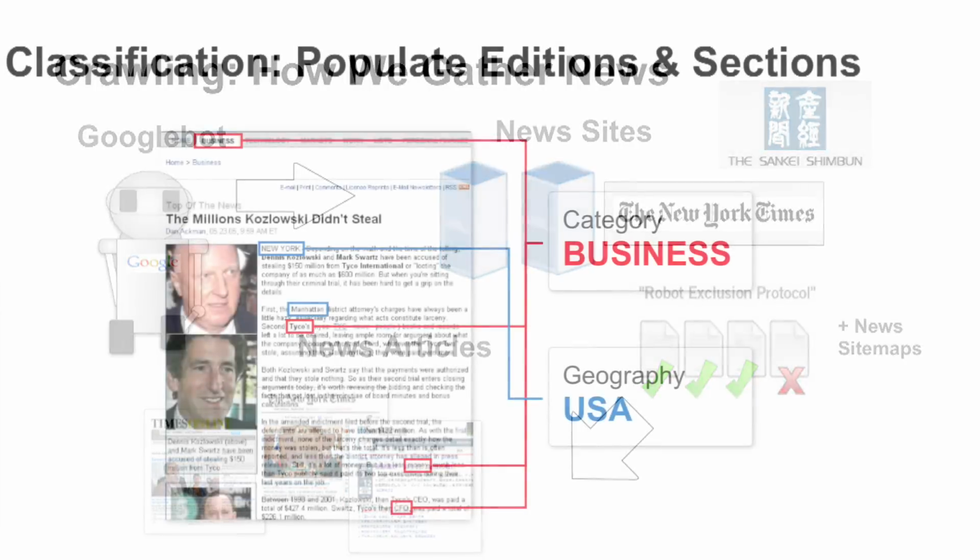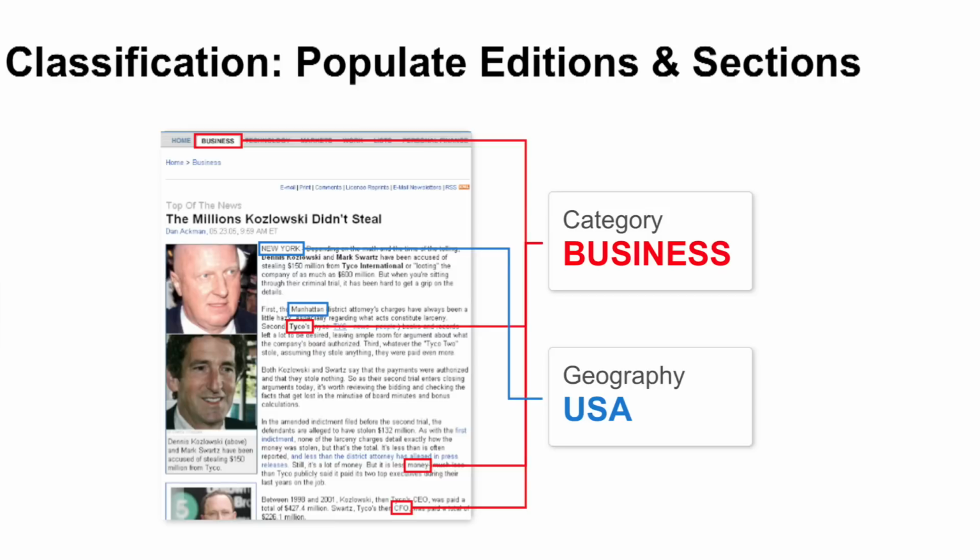So next, we get into that grouping phase. And here's where we have this classification idea. In classification, what we're doing is actually looking at each individual article's contents. So you can see on this article, the millions Kozlowski didn't steal. We actually take out individual words like business, Tyco, money, and CFO, and understand that this article pertains to the section of business. And that's how we populate those different sections in Google News, like business, health, and entertainment.